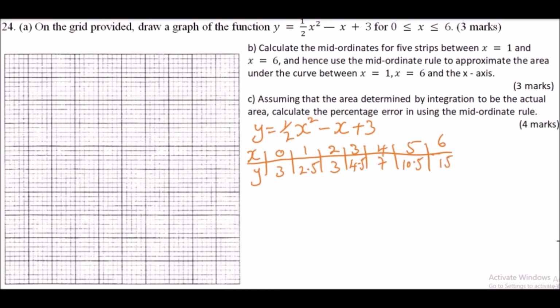So these are the values that you get when you substitute the values of x in the function. With that, we come to our graph, on our grid. We can start with 0, we have 1, 2, 3, 4, 5, and 6. So that is our x-axis. And for y, the highest value of y is 15.